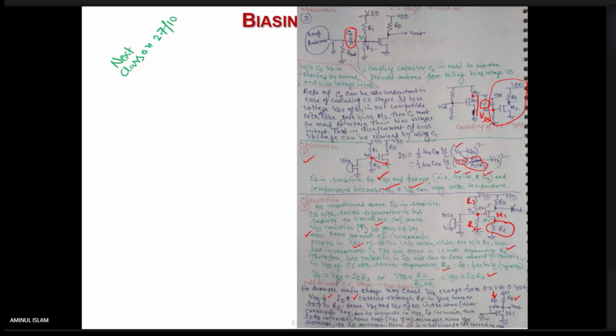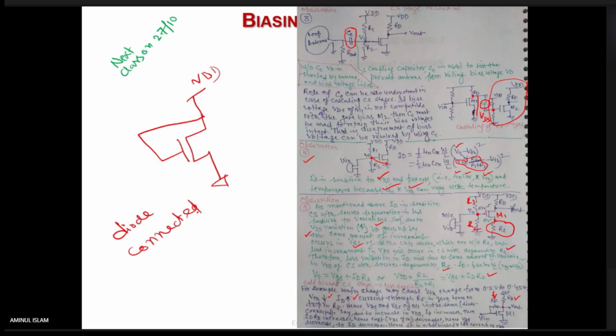It is called diode connected. If the drain voltage and gate voltage of a MOSFET are the same, so it is connected like this, with VDD here, then we call it a diode connected MOSFET. Can you say what is the region of operation of this MOSFET? Saturation region. It is operating in saturation.